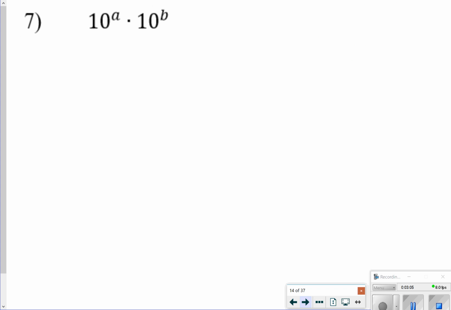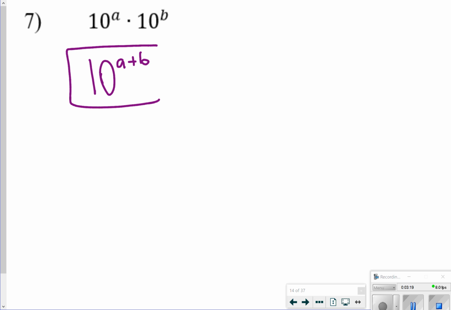For number 7, you don't necessarily know what a and b are, but the rule does say if you have the same base, you're supposed to add your exponents. So you could show 10 to the a plus b, and that would be how you would show your answer for number 7.